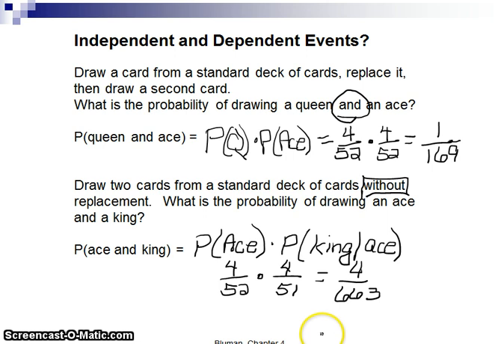Okay, so notice the difference with these two problems. The first one deals with independence. This first problem, the two are independent events. This one is a problem that deals with dependent events.